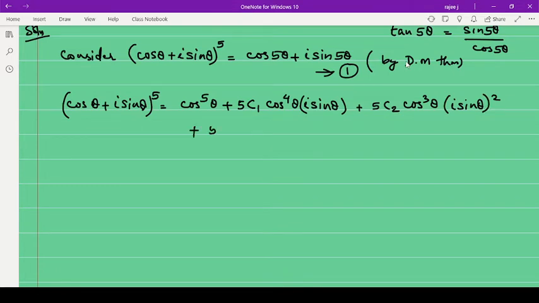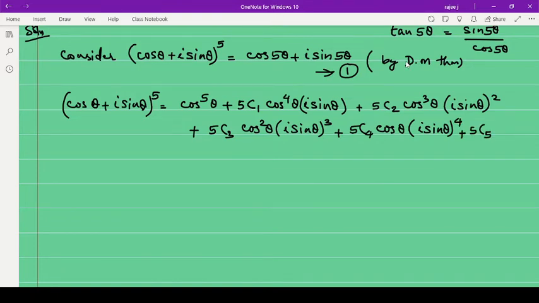Plus 5c3 cos square theta and (i sin theta) the whole cube, plus 5c4 cos theta, and this will become (i sin theta) raised to 4, plus last is 5c5, cos completed here, it is (i sin theta) raised to 5. Okay, now we will just open this one.